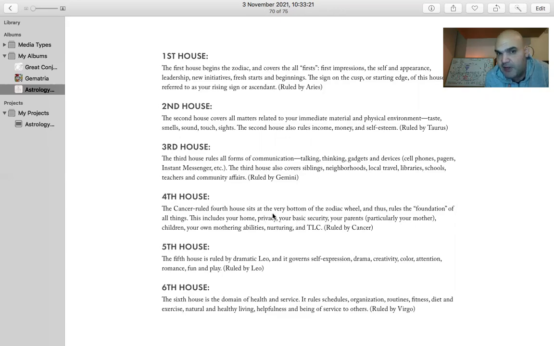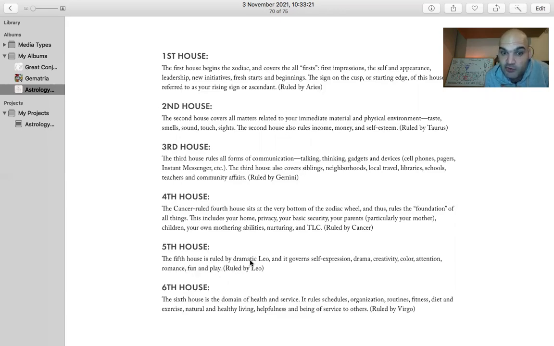See, I have 3 planets in the fourth house, so this energy applies to me quite a lot. I have 3, sorry, 3, and I have 1 in the third. And then I have 5 in the fifth house.